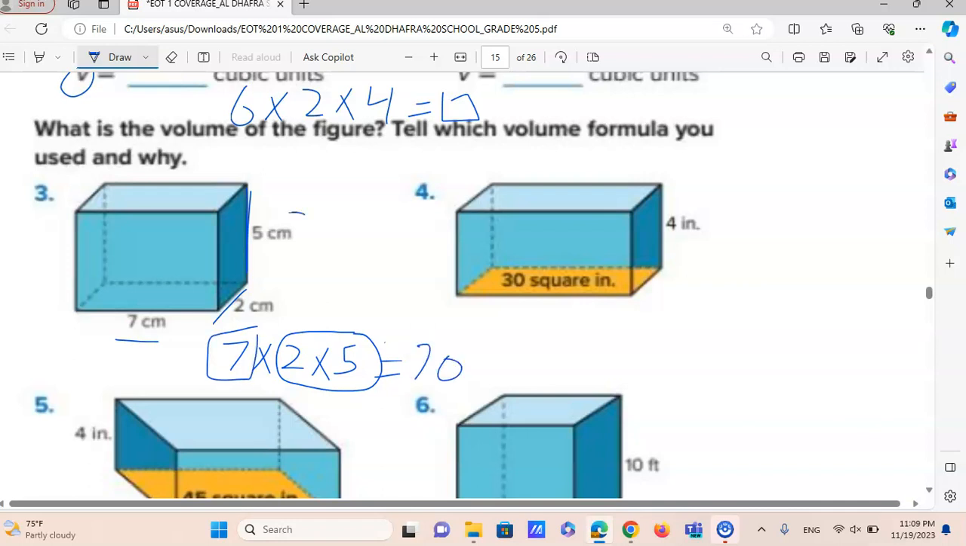And what is the unit we use? Cubic centimeter. So you say cubic centimeter. This is very important to write it when you finish determining, counting, calculating the volume.